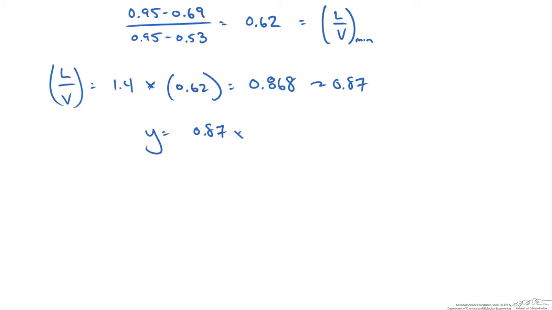Now I could determine my operating line for the rectifying section as y = 0.87x + D/V times our distillate composition. So we know our distillate composition is 0.95. We don't know what D is.